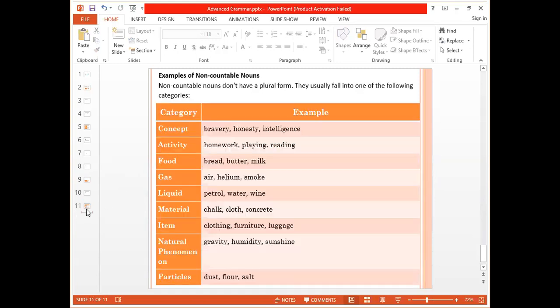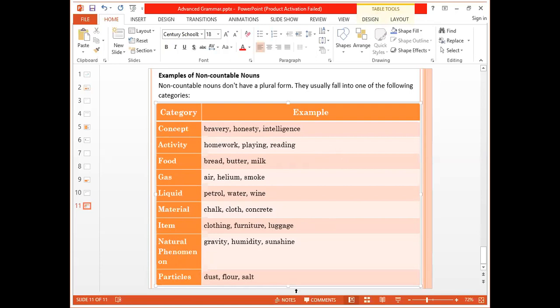There are examples that I have written here for you, categories of uncountable nouns. Something related to concepts like bravery, honesty. Something related to activities, any sort of activity, is always singular, not plural, like homework, playing, reading. Food is uncountable. Gas is uncountable. Liquids are uncountable. Materials, items, and natural phenomena are uncountable, clear?